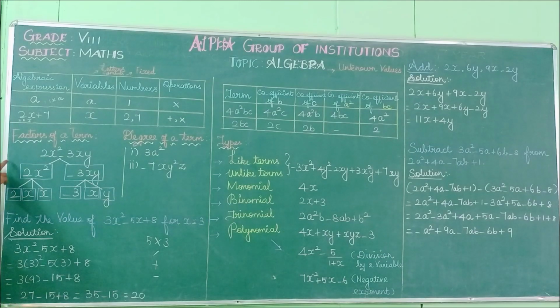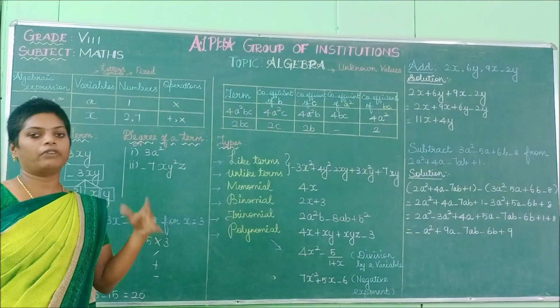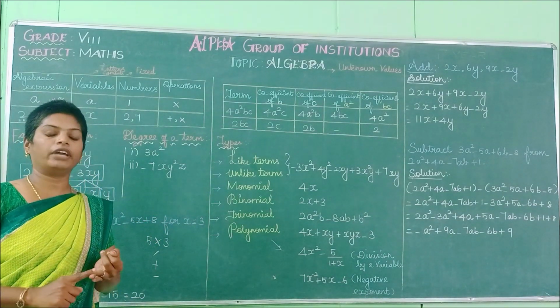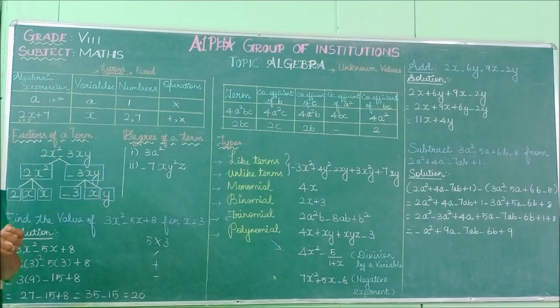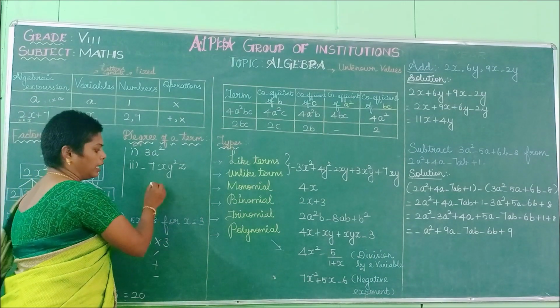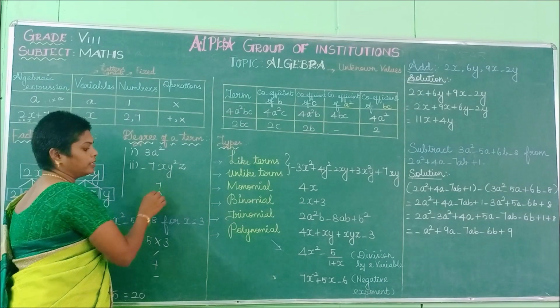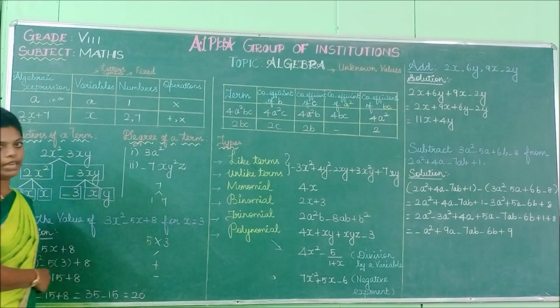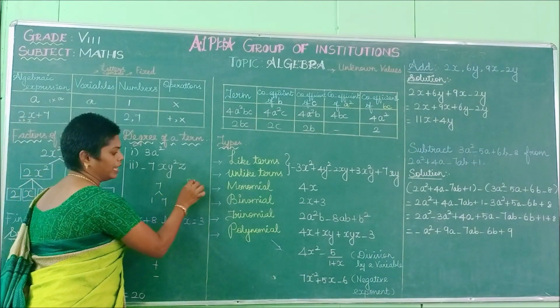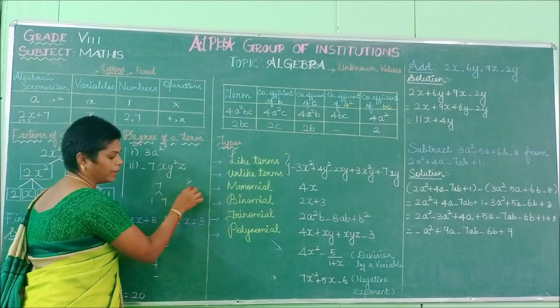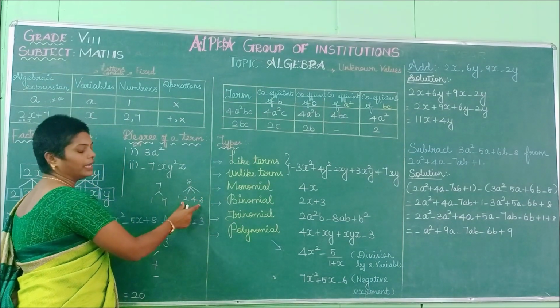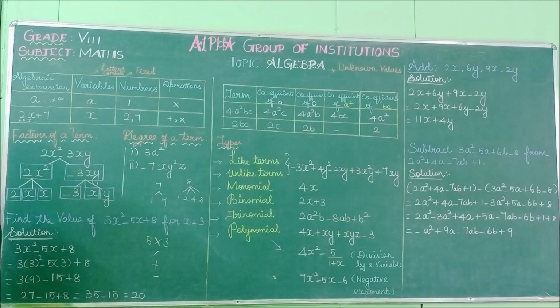So look at the next one, factor of a term. In our previous class on numbers, we found the factors for prime numbers and for composite numbers. For example, we take 7. 7 is present in which tables? The 1 table as well as the 7 table. But in the case of 8, it is present in the 1 table, 2 table, 4 table and also the 8 table, for splitting and finding the factors of the values.